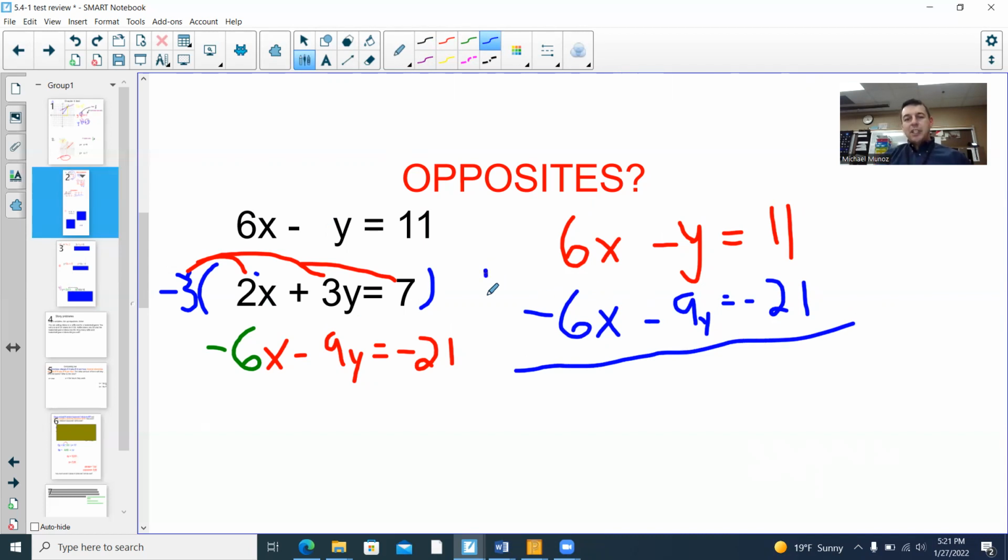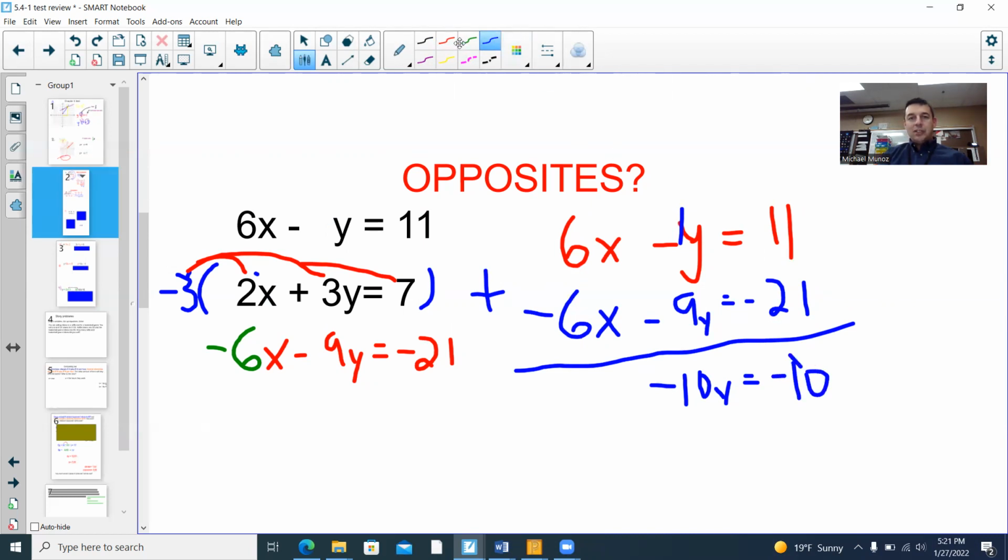I can just add them together now. Remember, I'm going to add straight down. These are going to cross out. Negative 6 plus 6 is 0. This is the same thing as a negative 1y. So I have a negative 1 plus a negative 9 is a negative 10y. And then over here, I have 11 plus a negative 21, which is, if you plug it in your calculator, you do the math, a negative 10.